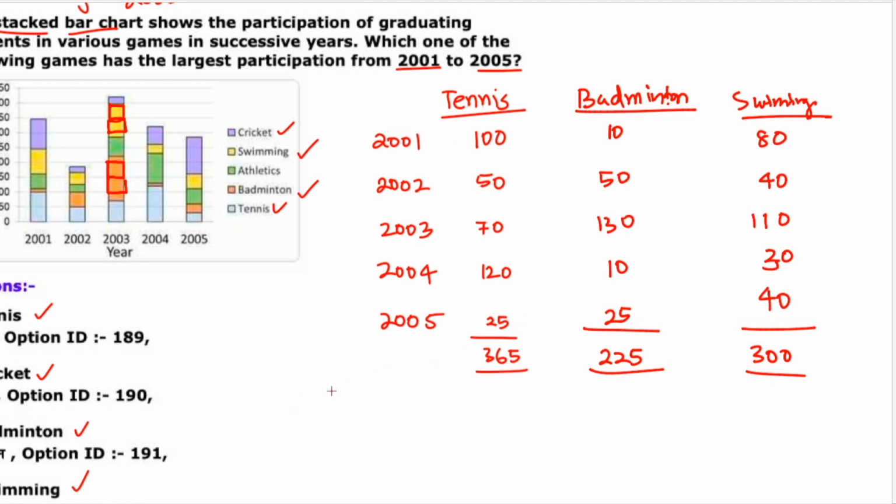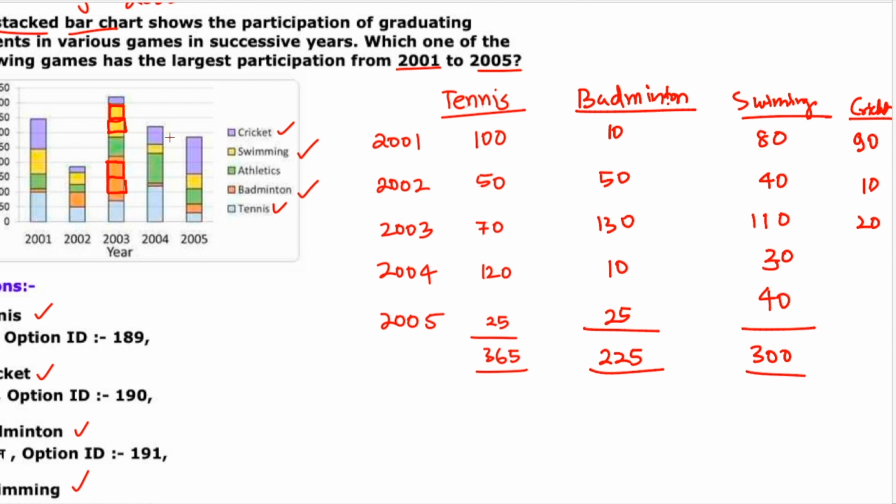Okay, so I'll do cricket. Cricket here. From the first one I will get slightly less than 100, so 90 from the first box. In the second box again the value is very small, somewhat like 10. Over here again it is slightly more, let's consider it 20.